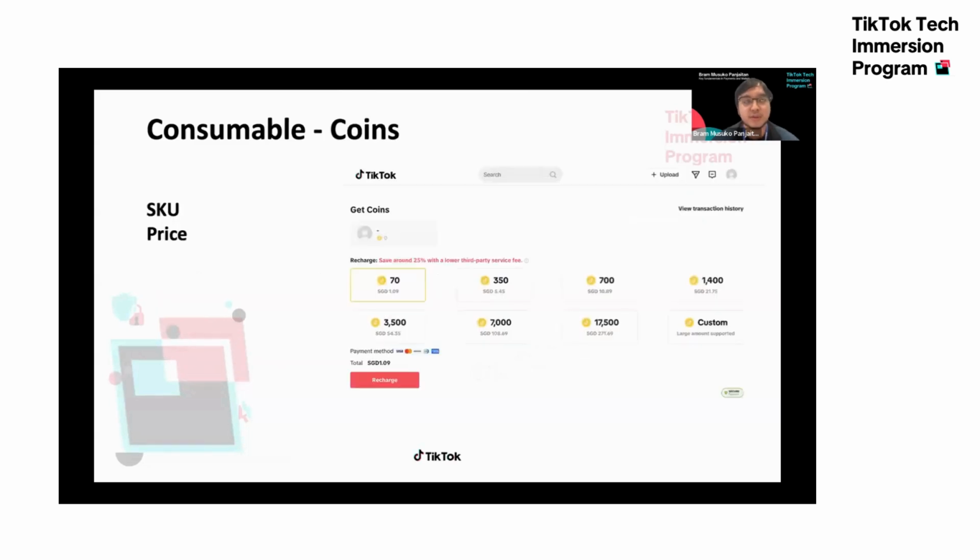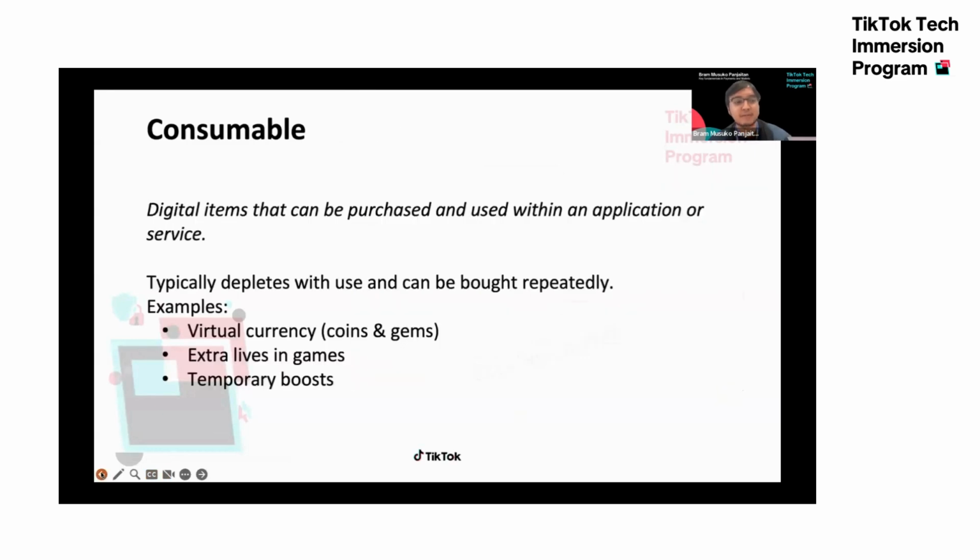So sorry, go back to the previous slide. So the key point in the consumables is that it can be bought repeatedly and immediately. So for example, like coins, you can buy coins multiple times without waiting for any action to happen. If the payment is successful, you can just buy coins immediately.